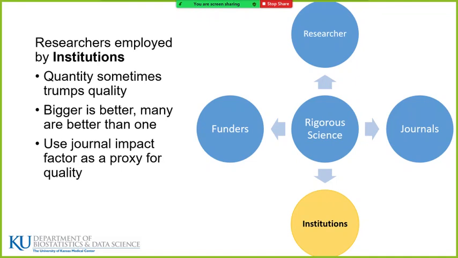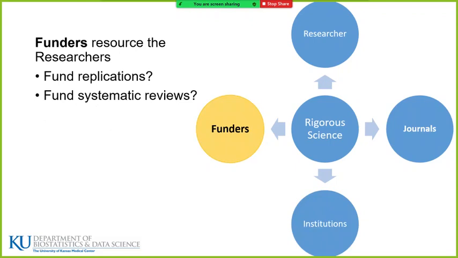In my opinion, and the opinion of many others, it's a big problem if you look at how these journal impact factors are derived, and it should not be used as a proxy for quality. Funders can also create problems or barriers to rigorous science in that they tend to not want to fund replications. So a study's been published, it's been conducted and disseminated, and it needs to be replicated. It's impactful.